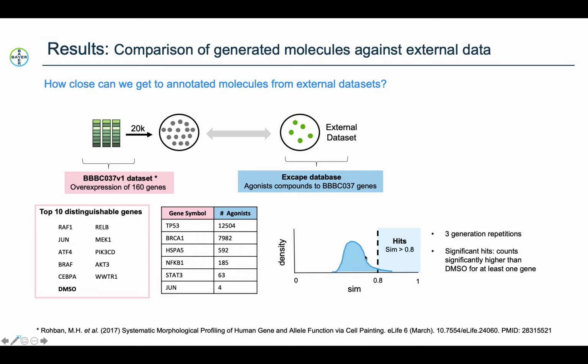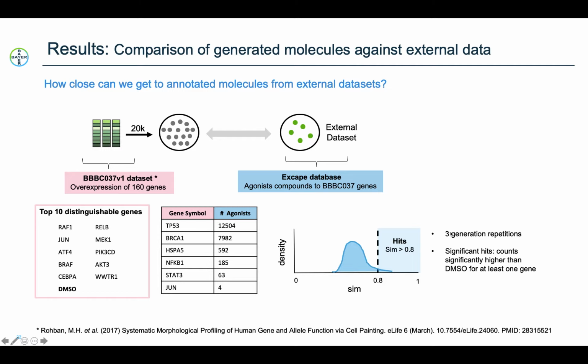And finally, the last thing that we want to point out is that for this analysis, we didn't examine the full distribution of similarities between the generated molecules and the ESCAPE agonists, because we found that these distributions depended a lot on the set of agonists that we had. So instead, we only focus on the tail of the distributions, which means we only focus on those agonists for which we could generate molecules with a similarity higher than 0.8. And 0.8 is a very strong threshold, so that means that we're getting very close to the agonists.